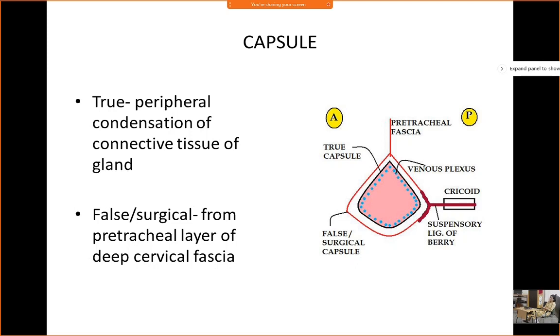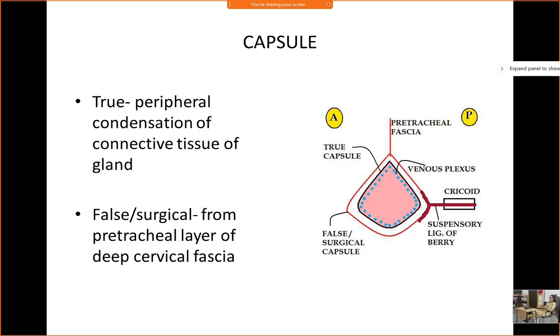The true capsule is the peripheral condensation of the connective tissue of the gland. That means it is a part of the gland itself because it is formed by peripheral condensation of the connective tissue of the thyroid gland itself. And another capsule, we have the false, also known as the surgical capsule. There is a reason why we also call the false capsule of the thyroid a surgical capsule, because it plays an important role during a thyroidectomy, surgery on the thyroid gland.